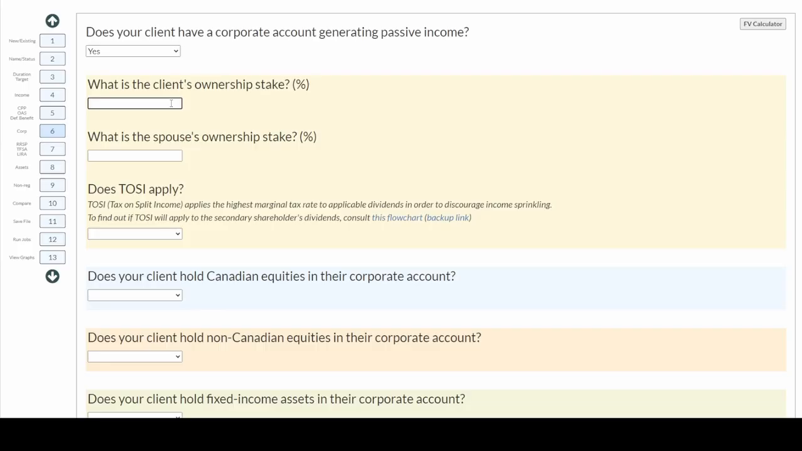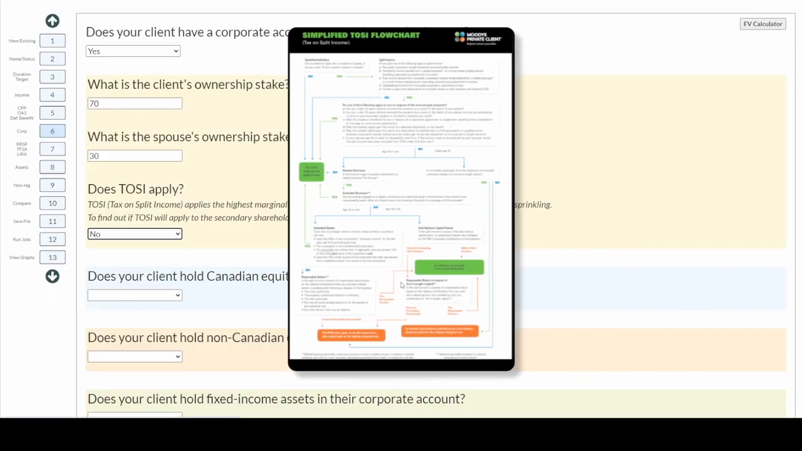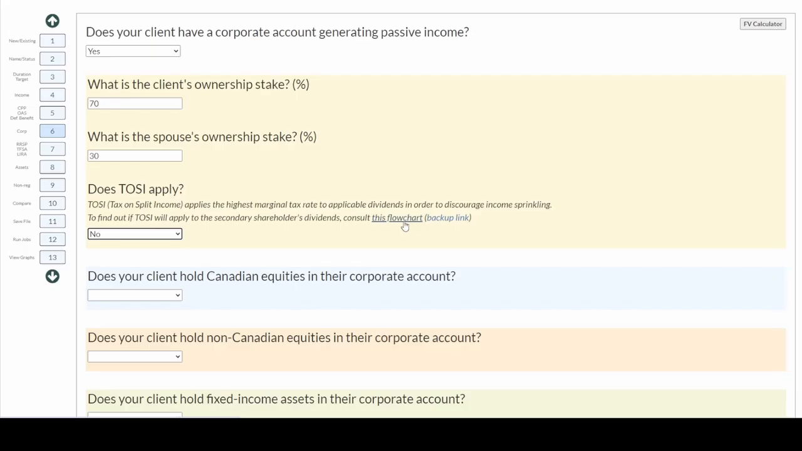First enter the client and spouse's percent ownership of the corporation and whether tax on split income applies. Tax on split income applies the highest marginal tax rate to applicable dividends in order to discourage income sprinkling. To find out if it will apply to the secondary shareholders' dividends, consult the flowchart found underneath the question.